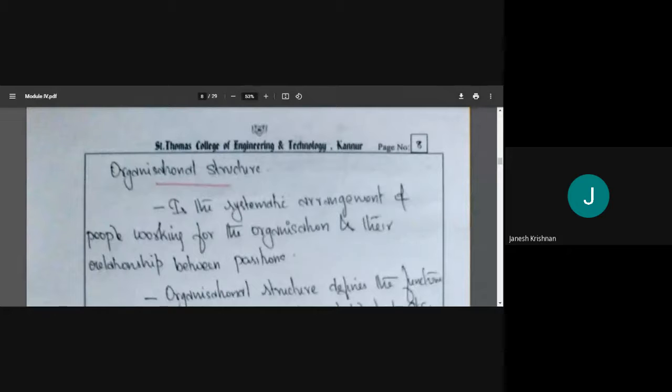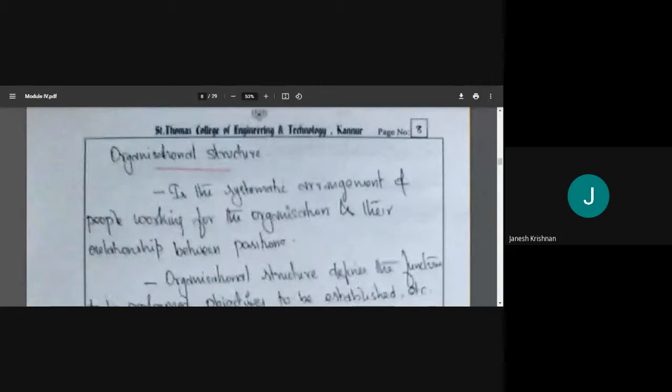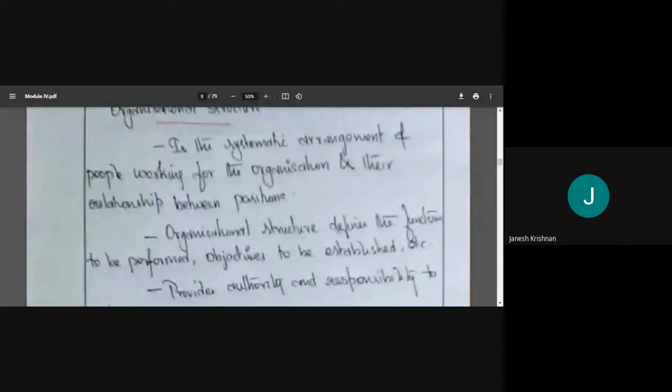The organization defines the functions to be performed, objectives to be established, etc. Okay. So what is that? What is the objective of your coordinator? So all of it.